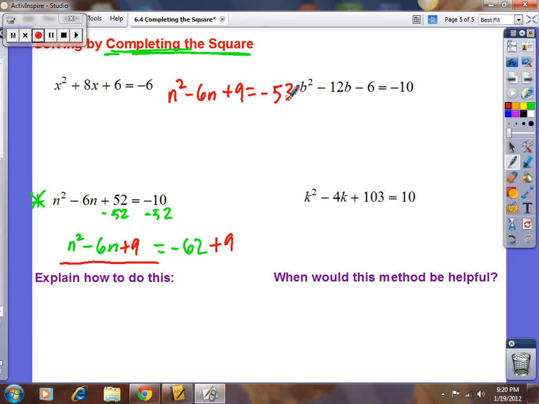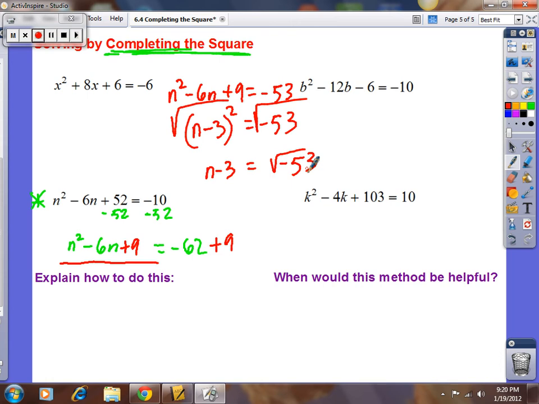Okay. Now, rewrite it as a perfect square. So I recognize this is a perfect square because I forced it to be one. So I'm going to go n minus 3, the quantity squared, equals a negative 53. Alright, this is going to be a good one. So now if I just solve the equation, I got to undo the square. So I square root the left, square root the right, and I'm going to have on the left n minus 3, and on the right a square root of a negative 53.